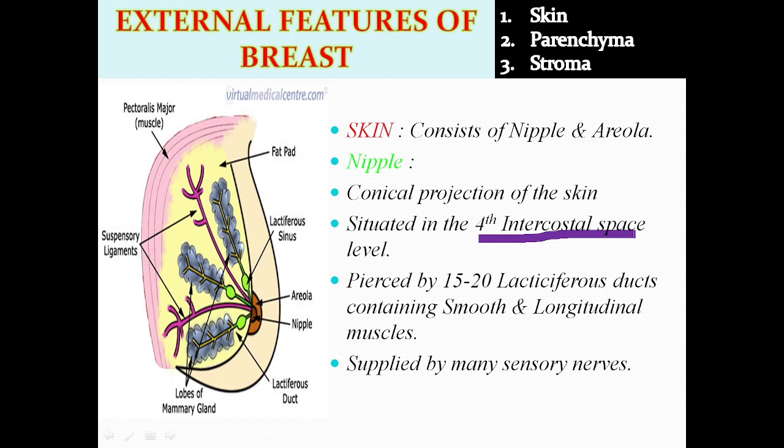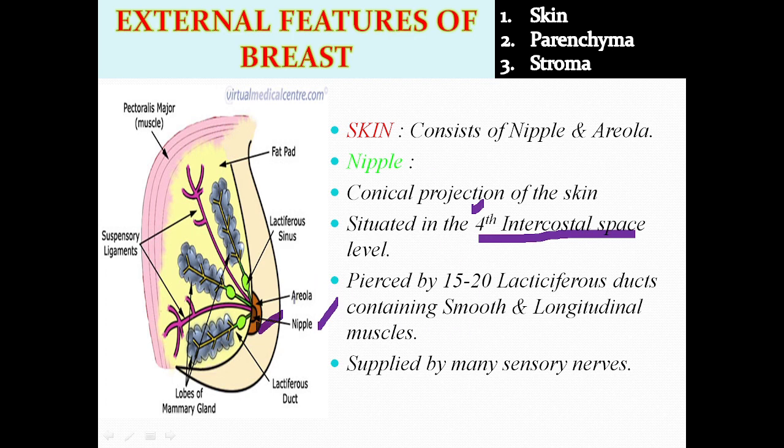Between the first rib and second rib, the gap is called the first intercostal space. Between the second and third rib, I call it the second intercostal space. Between the third rib and fourth rib, the third intercostal space. Between the fourth rib and fifth rib, the fourth intercostal space. Likewise, when we have 12 pairs of ribs, how many intercostal spaces do we have? 11 pairs of intercostal spaces. So the nipple is located at the level of the fourth intercostal space. Now what is the importance of the nipple to be studied?